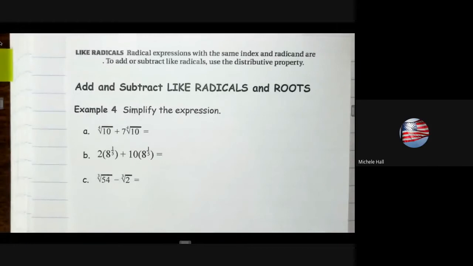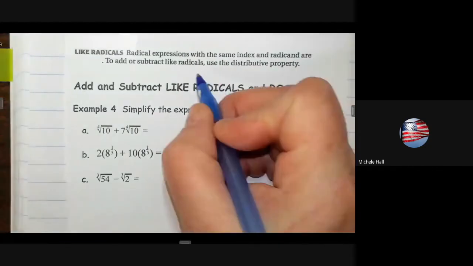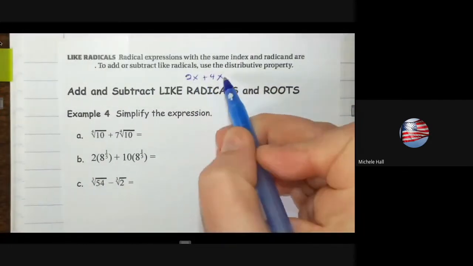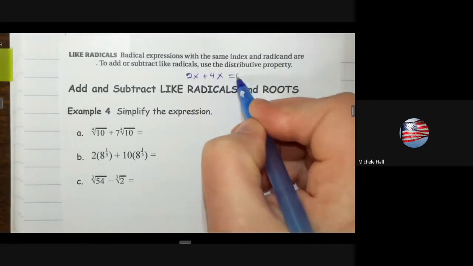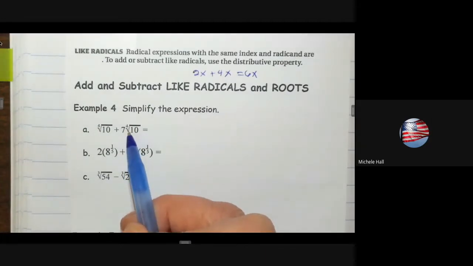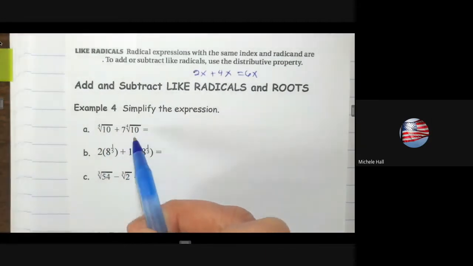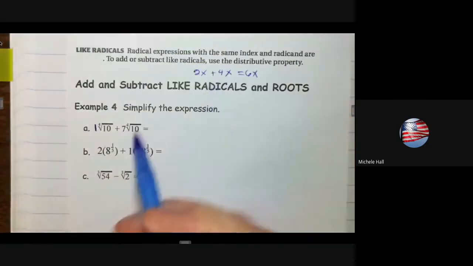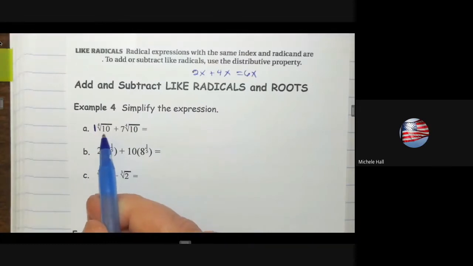Now, what can we do with adding and subtracting? We can add roots together if they're the same root. It would be like adding 2x plus 4x. When I have the same kind of variable exactly, I know that I can combine those together. Well, that is also true for roots. If I have exactly the same root, the 4th root of 10 and the 4th root of 10, they're exactly the same. That means I'm going to look out front and combine their coefficients.